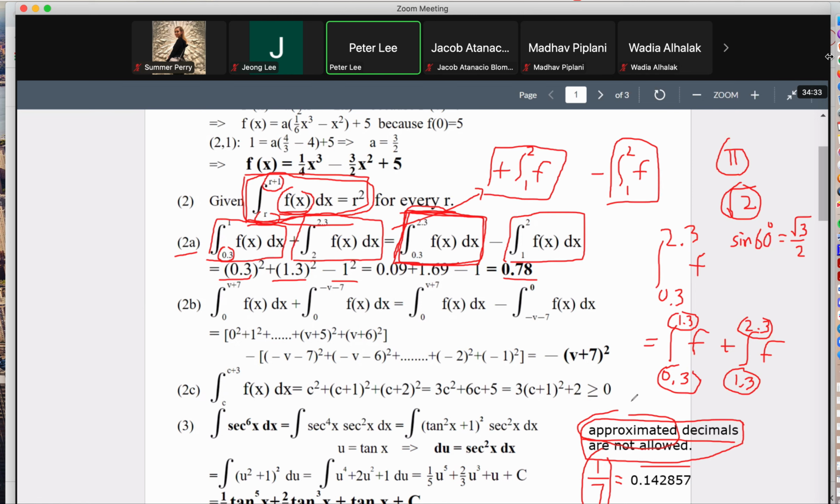So therefore, here I'm telling you, 0.3, 1.3, no problem. Again, if you use fractions, that's okay too. But exact decimals which are not approximated, they are okay. All right?